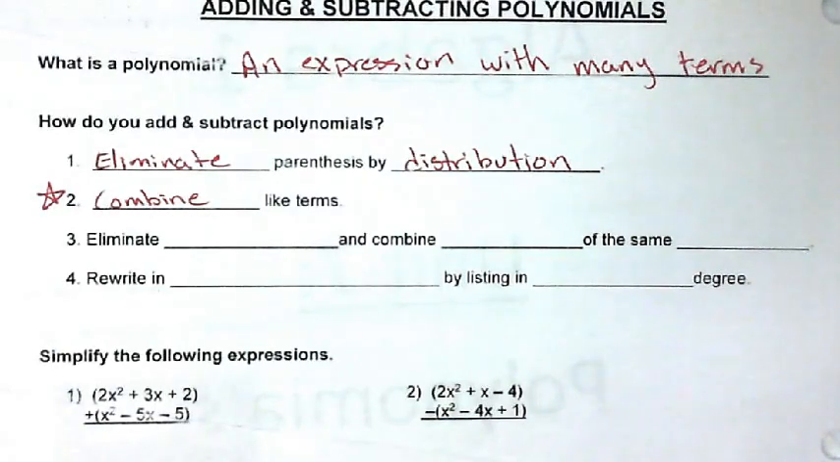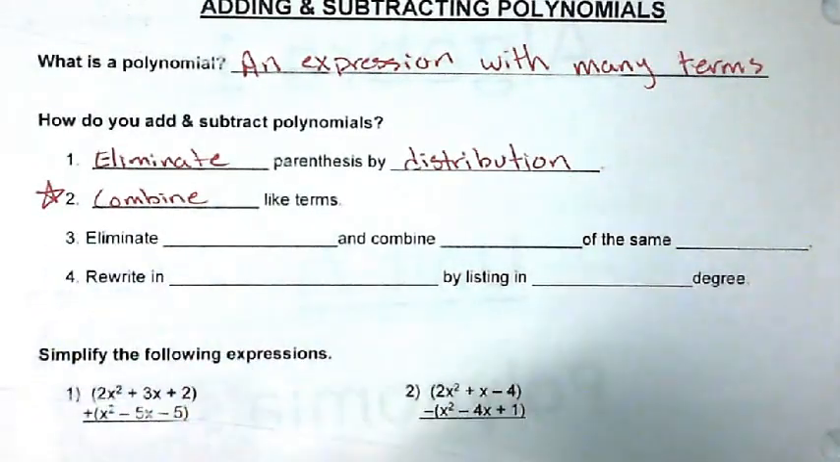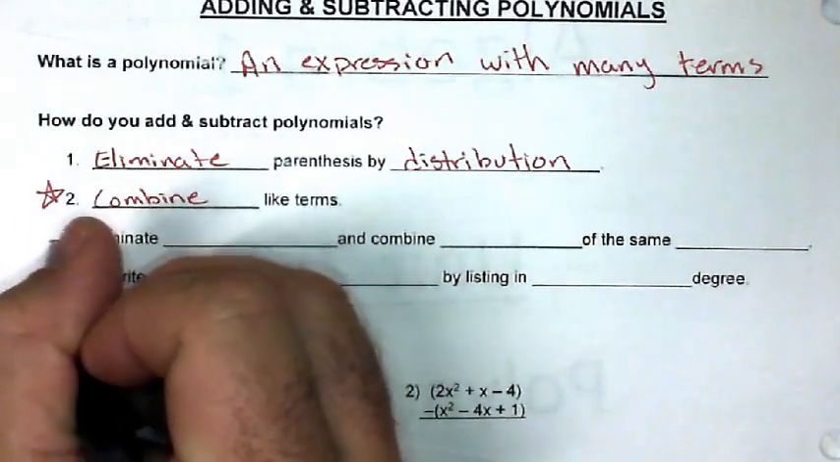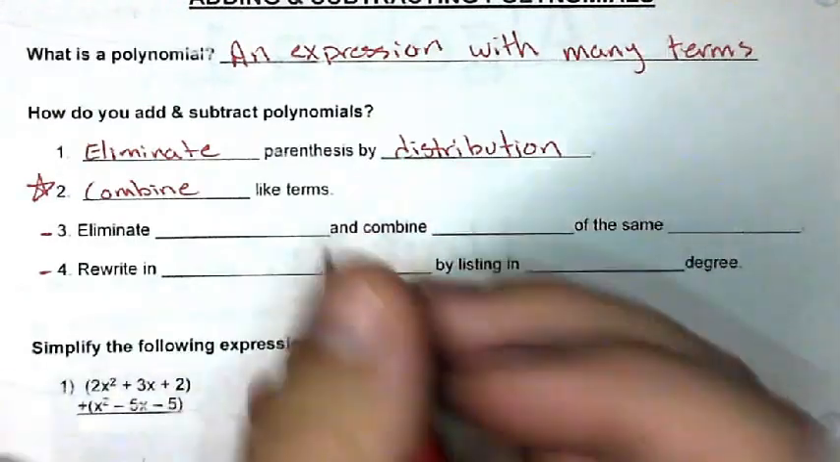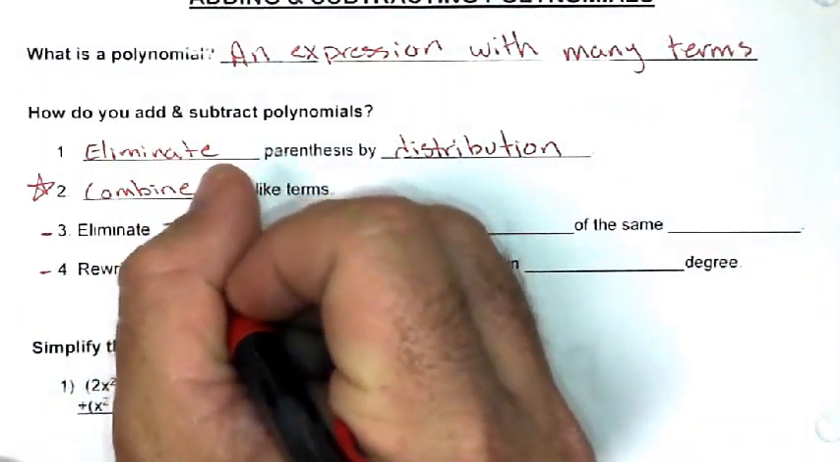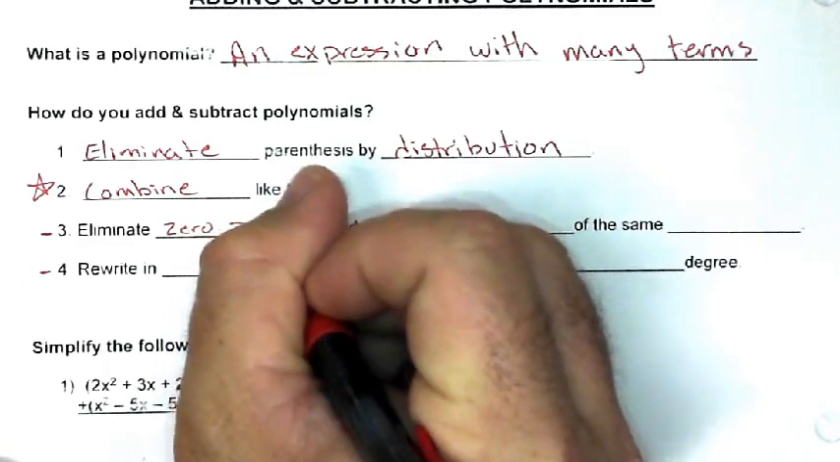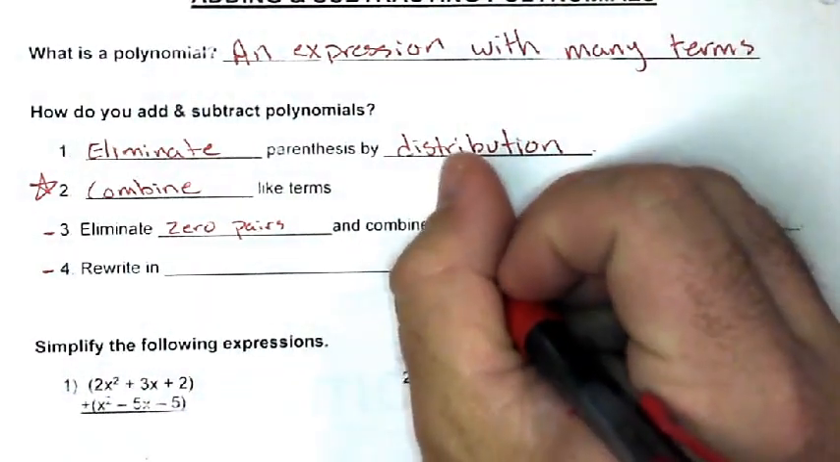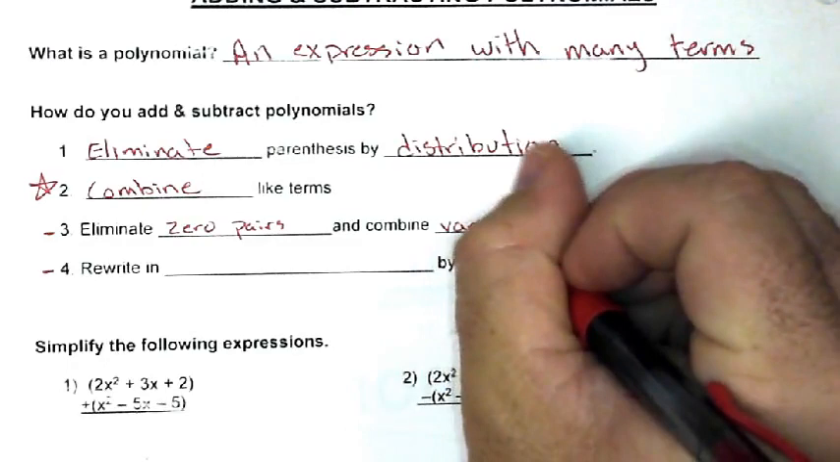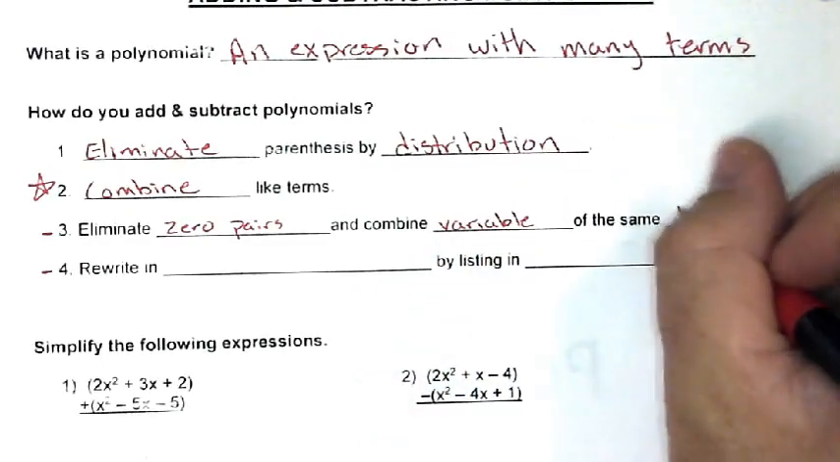Now, when we combine like terms, I know this says 3 and 4, but these are little subsets of combining like terms. So 3, we are going to eliminate any and all 0 pairs, aka when we combine the like terms, it adds up to 0 or subtracts to 0. If our answer is 0 when we combine them, then they are 0 pairs, which means they are eliminated. We will then combine all variables of the same degree.